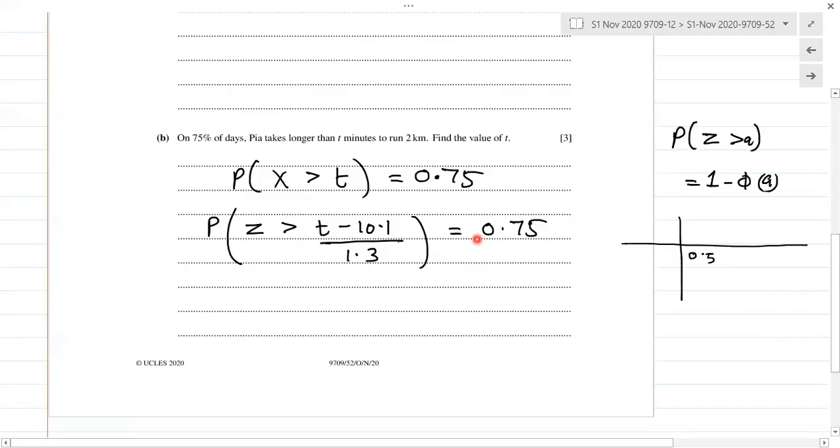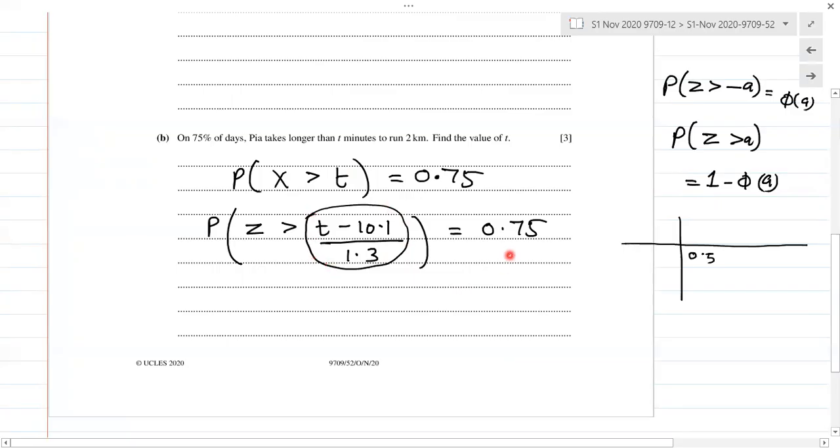So in this case, even though the sign is greater, in what case do we not do 1 minus? That is when we have the probability of z being greater than a negative a. Then we do not do 1 minus, we just do phi of a. So that means this whole value has to be a negative value.